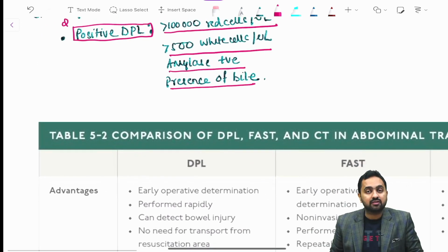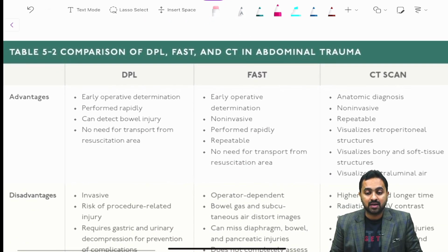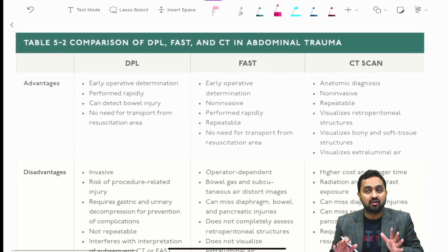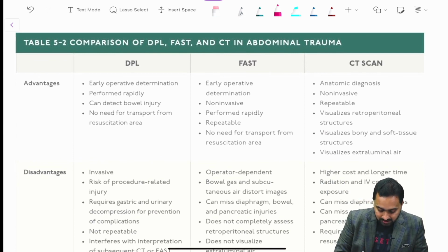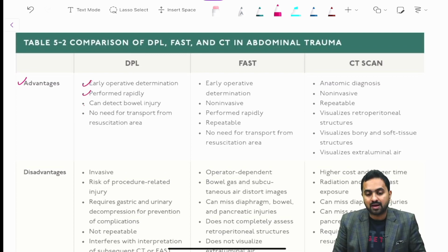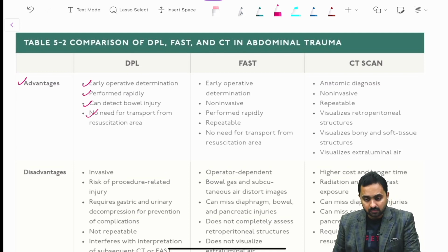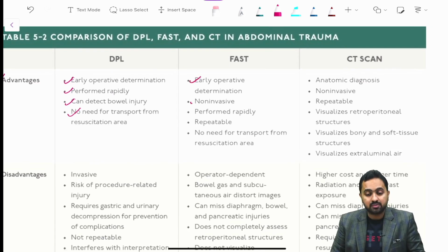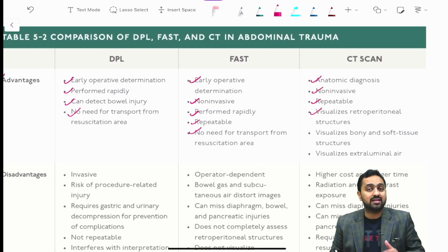So we have this table taken from ATLS 10th edition, which compares diagnostic peritoneal lavage, FAST and CT in abdominal trauma. So let's look at the advantages of diagnostic peritoneal lavage: early operative determination, performed rapidly, can detect bowel injury and no need for transport from the resuscitation area. FAST is again an early operative determination, non-invasive, performed rapidly, repeatable, no need for transport from the resuscitation area. Now in CT scan, the advantages include anatomic diagnosis, non-invasive, repeatable, visualizes retroperitoneal structures as well, and visualizes bony and soft tissue injury and extraluminal air.